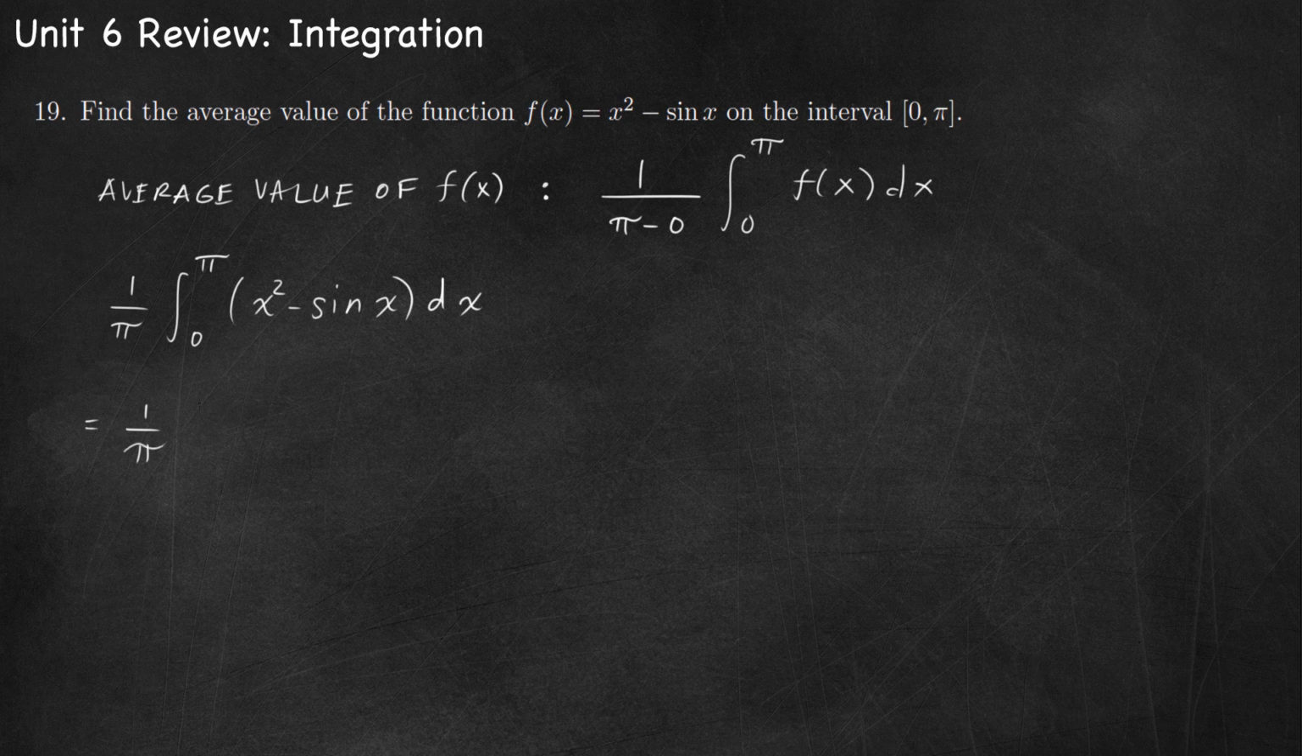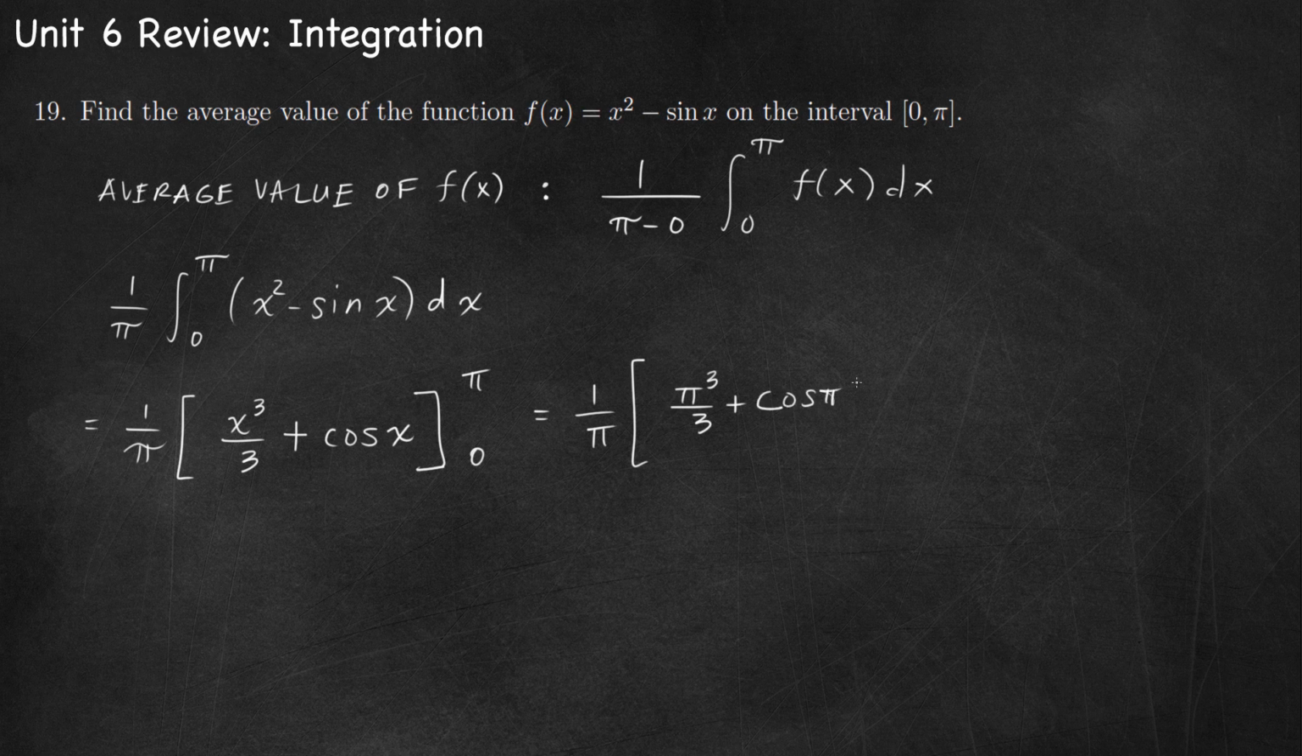So 1 over pi. The antiderivative of x squared is x cubed over 3 minus, the derivative of cosine is negative sine, so I want plus cosine x right here. And we're evaluating from 0 to pi. So we sub in the top value. Let me put my constant multiple out here. We're subbing in our top value. So I get pi cubed over 3 plus the cosine of pi. We'll simplify that in a moment. Minus, and then we sub in our lower limit, 0 over 3 plus the cosine of 0.